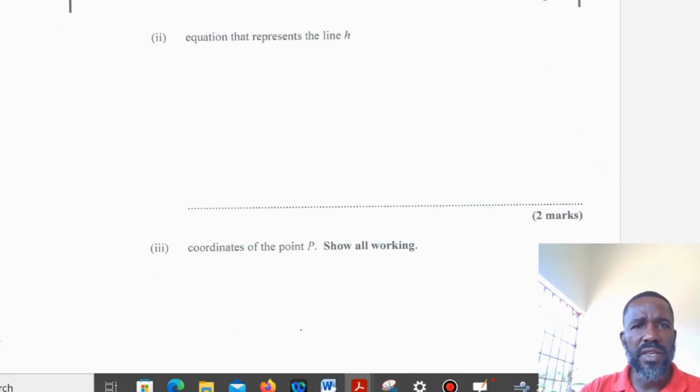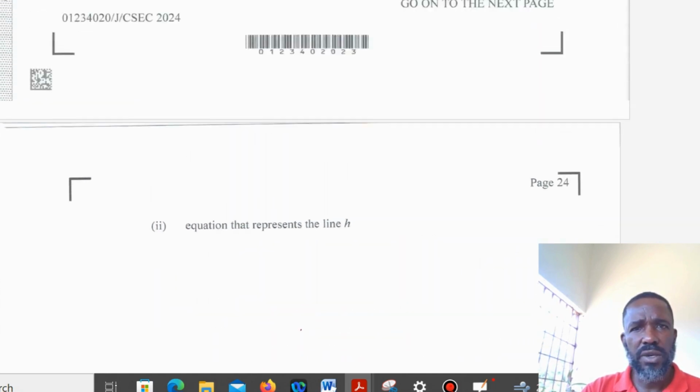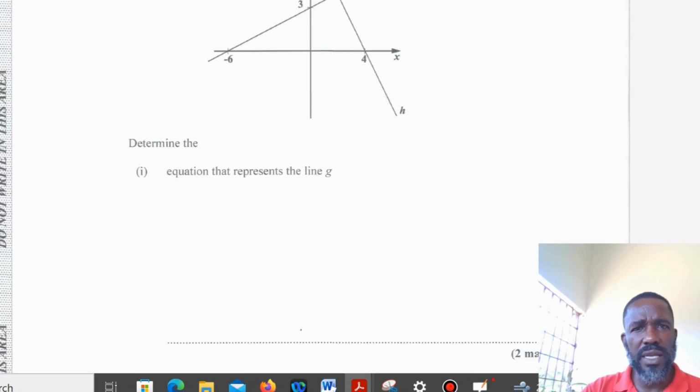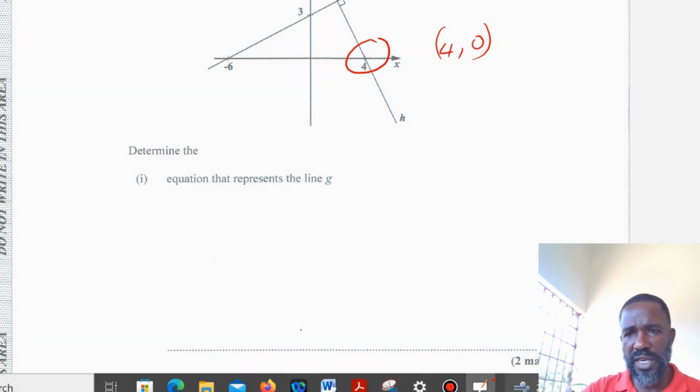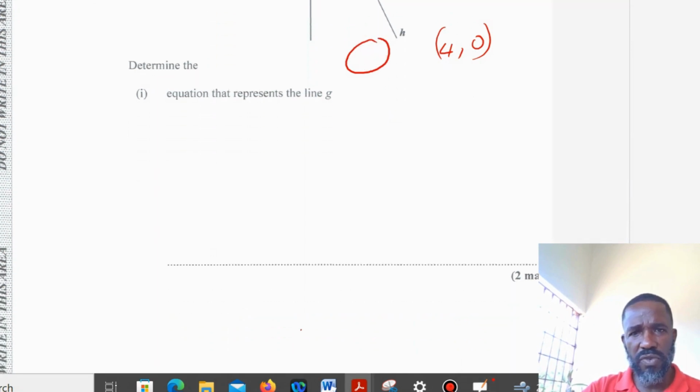Now we are to determine the equation that represents the line H. But before we do that, we need to go back and look at our diagram, and I want us to remember this point here. Note this point, and that point is 4, 0, so 4 on the x and 0 on the y. We are going to use that point in order to determine the equation of H. So we're going to move on.